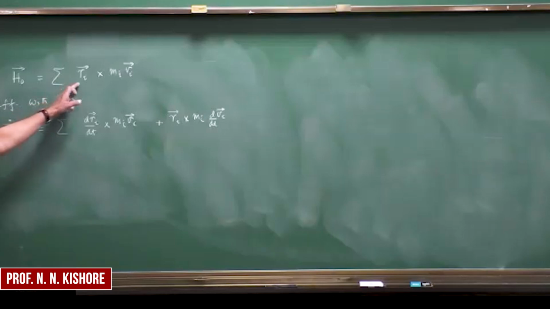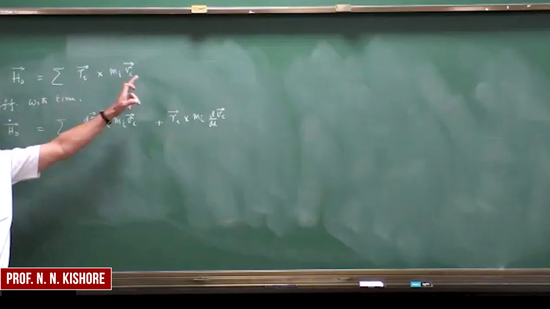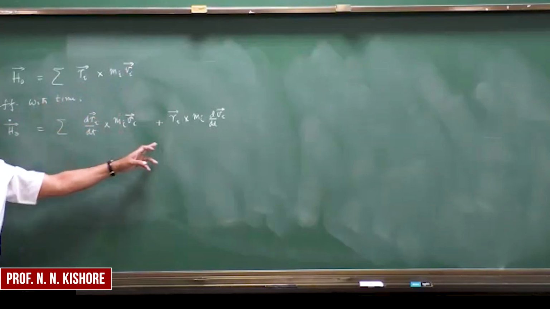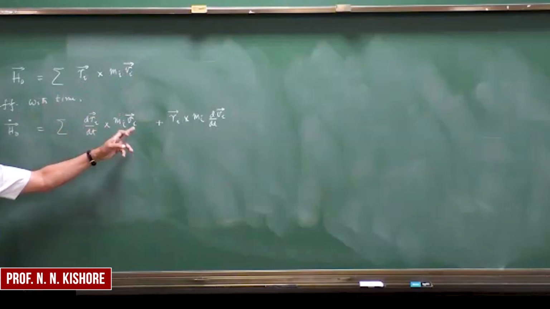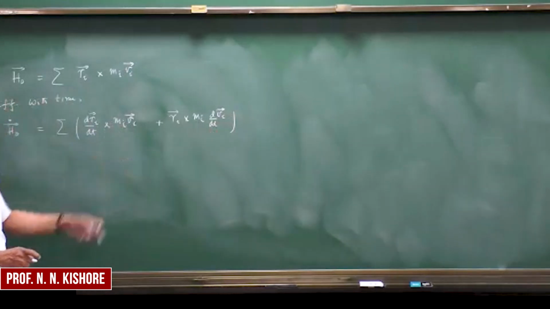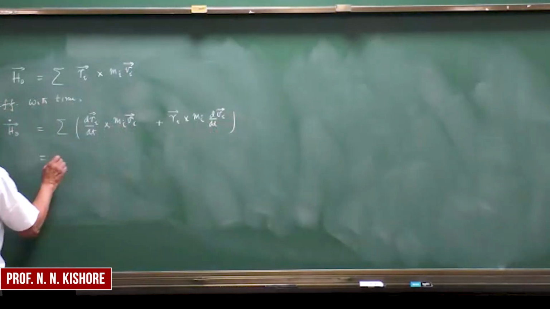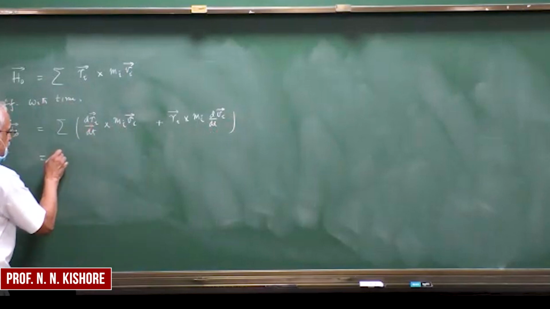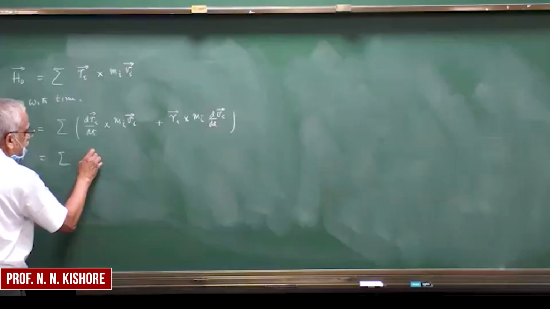Okay, so we have two terms, the position vector Ri as well as velocity. If they are functions of time, we have to take the time derivative of those terms. Here this dr by dt is nothing but velocity.